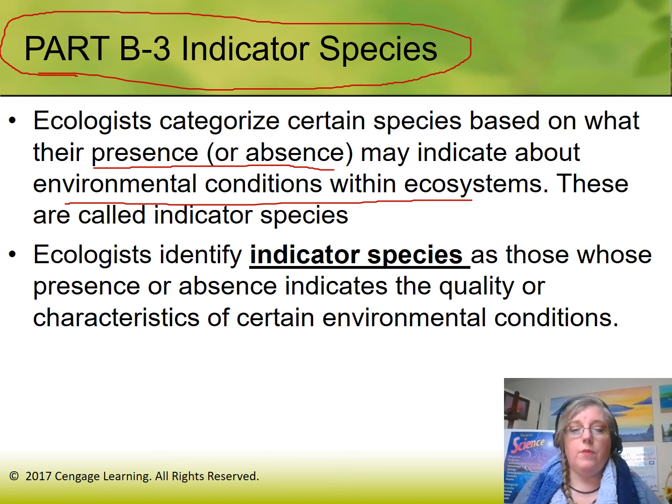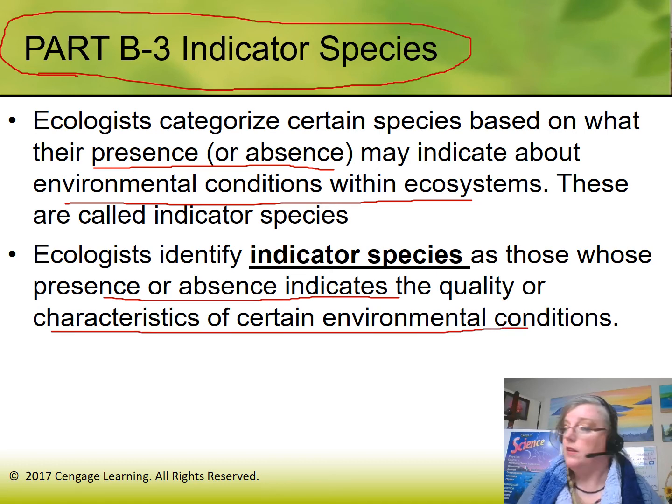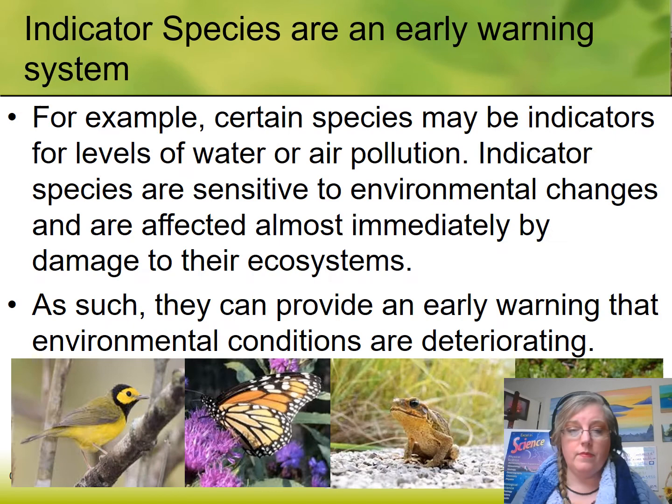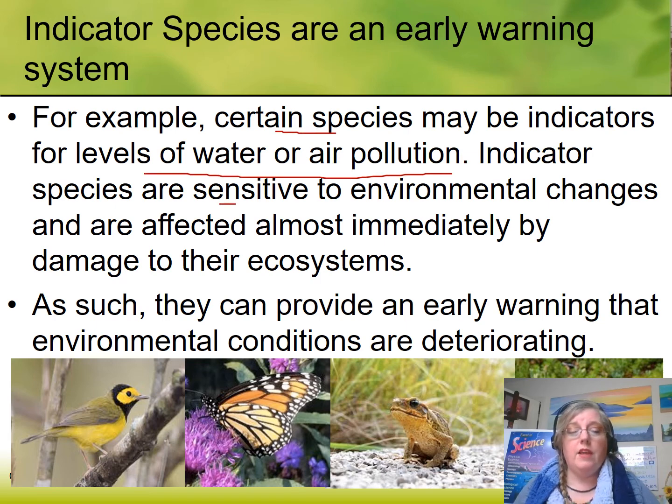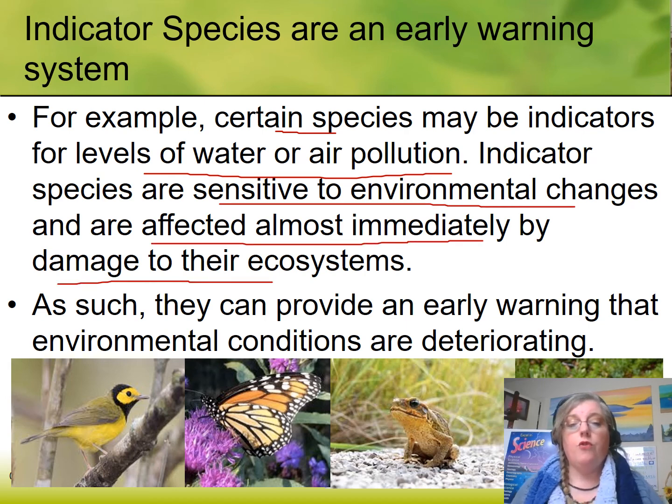The presence or absence of these indicator species will tell you the qualities or characteristics of environmental conditions. They serve as an early warning system. For example, some of them can be indicators for levels of air pollution, or they could be sensitive to environmental changes that will be affected almost immediately by damage to the ecosystems. Frogs are a very good example of an indicator species. If you have frogs in your ecosystem, you have a healthy ecosystem. This is why we use them.